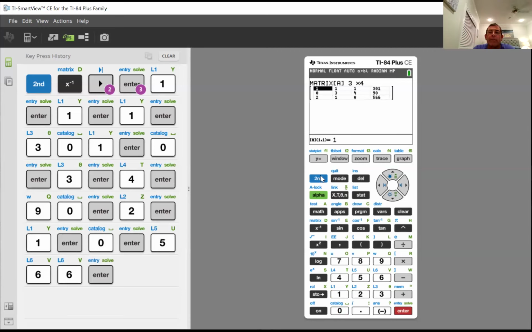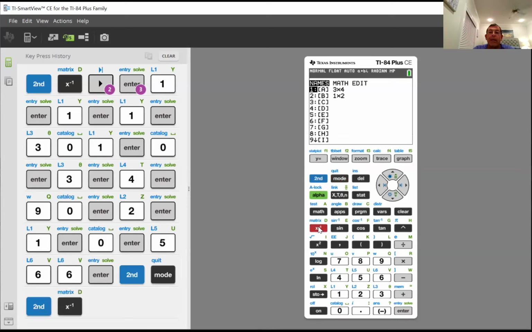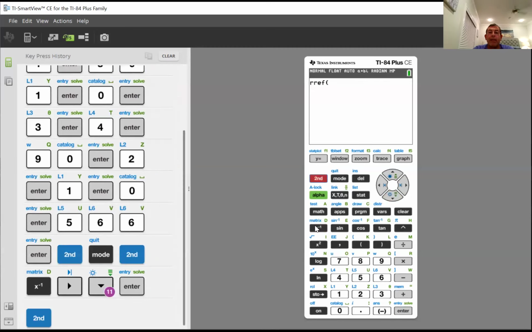So I'm gonna quit my screen. I'm gonna go get RREF by hitting the second x negative 1, highlighting math, and scrolling down. All right, so RREF. Now I'm going to go grab the matrix I just put in and edited by hitting x negative 1 and enter. And y'all enter. So remember, eggs was the top number, 274. Cupcake was 18. And pizza was 9.